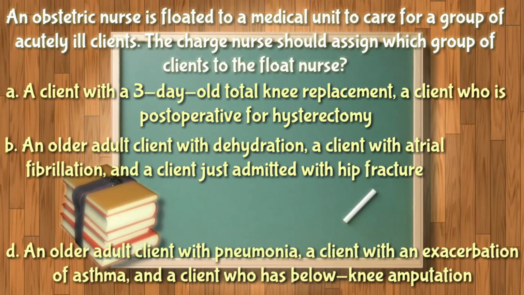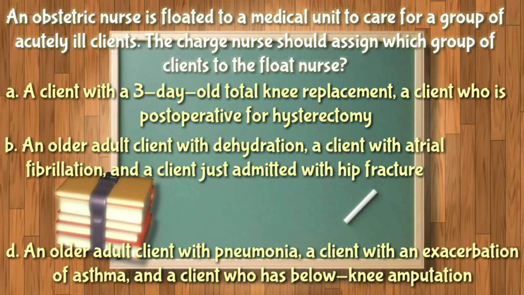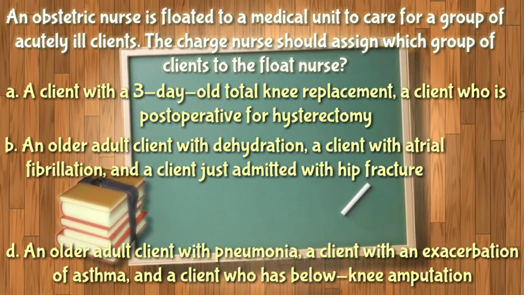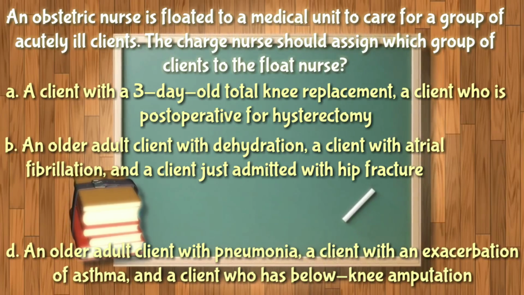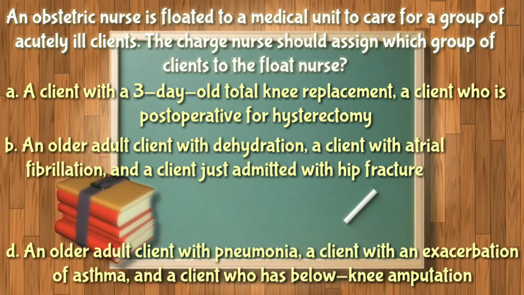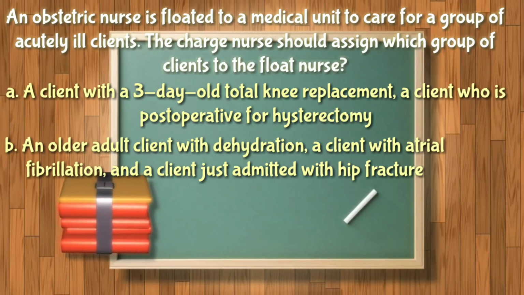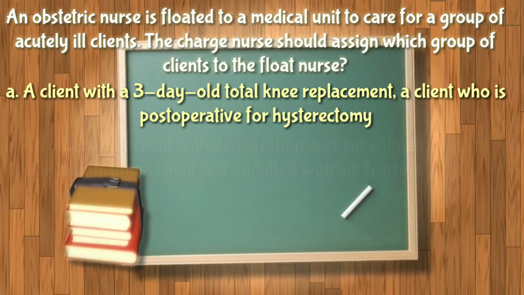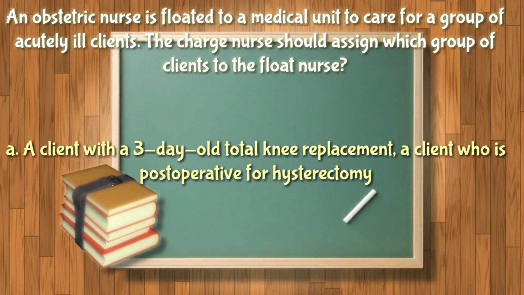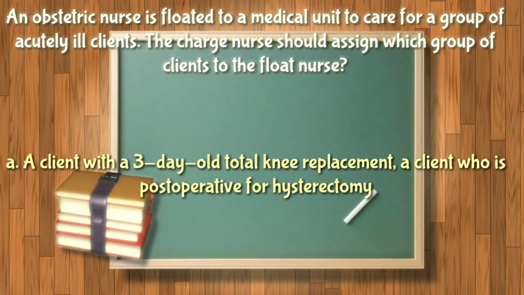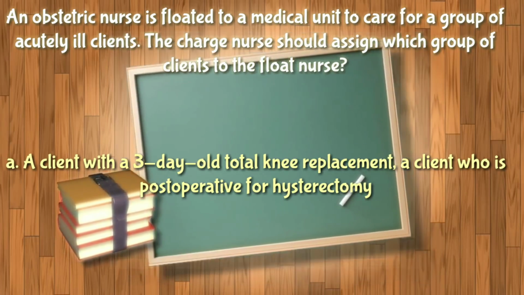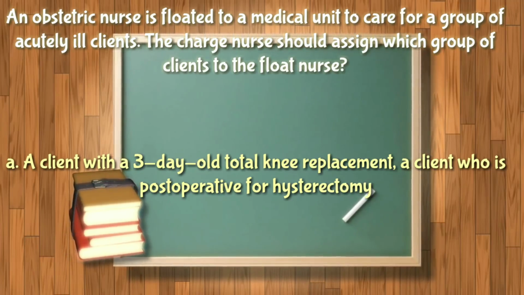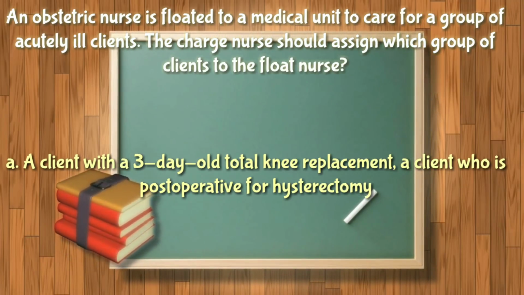And also, older adult clients can have fluctuations in status, placing them at high risk for complications, which is not an ideal situation for the float nurse. So letter D is wrong. Among the two, the correct answer is letter A, because the float nurse from the obstetric unit can be assigned clients who have abdominal surgery since the nurse likely has experience working with clients having cesarean section. That's why your final answer is letter A.